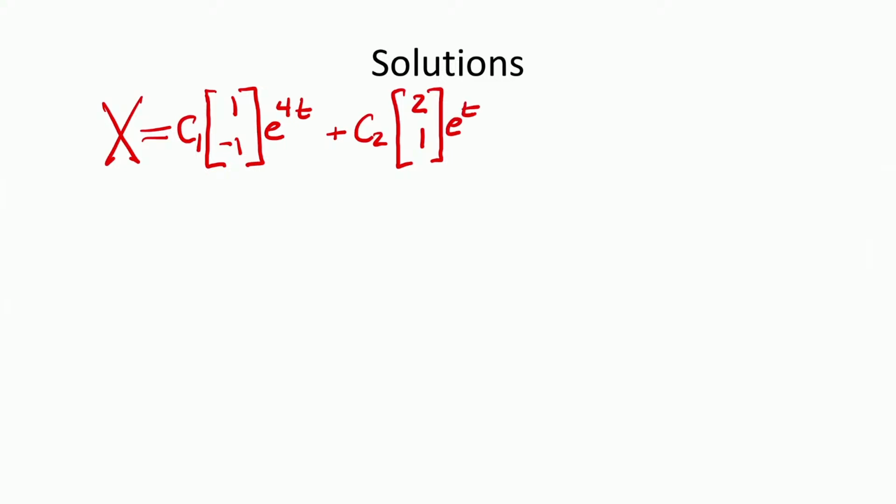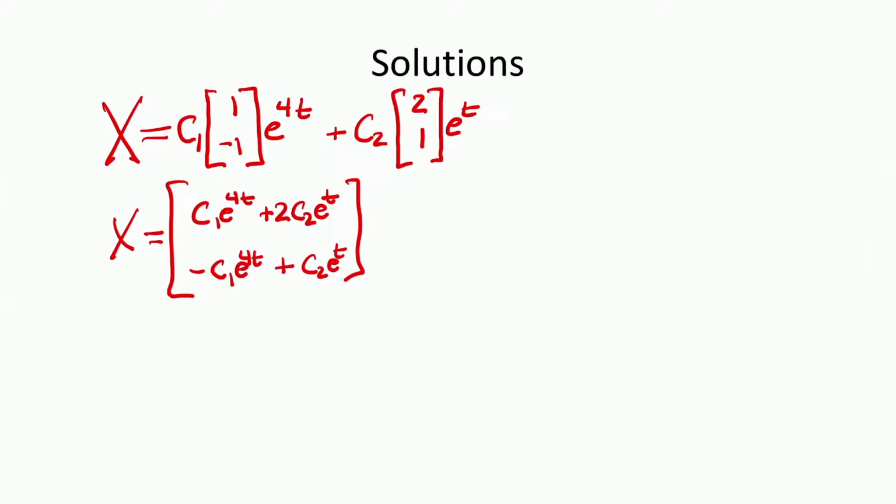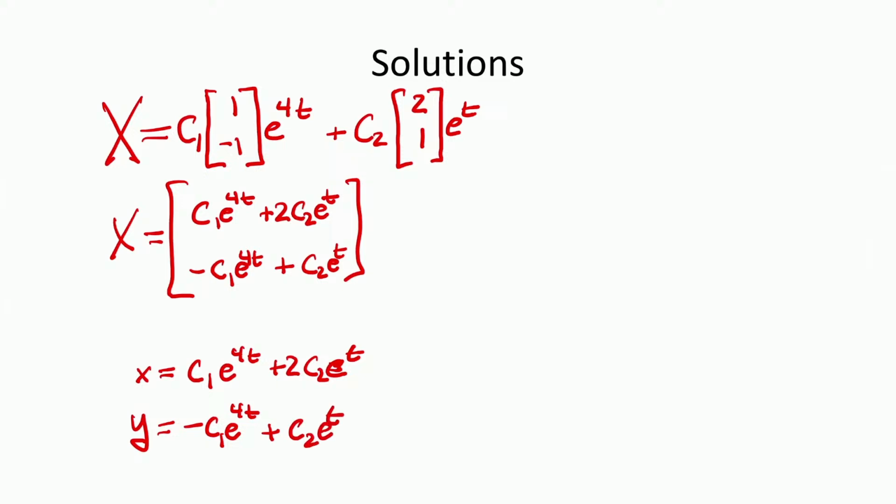So if it bothers you that it looks weird like that, you can combine those into a single vector, which I'll do right here. So C1 e to the 4t plus 2C2 e to the t, and this is negative C1 e to the 4t plus C2 e to the t. So that's one way to do it. Or you could do this, little x, C1 e to the 4t plus 2C2 e to the t, and little y, negative C1 e to the 4t plus C2 e to the t. So however you cut it, there are 3 different ways to write the solution.